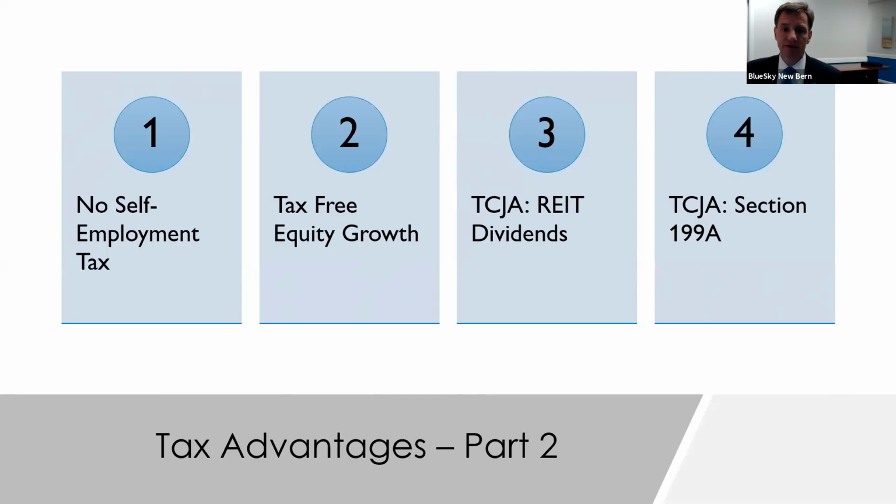The last 2 tax advantages are relatively new. TCJA, that stands for Tax Cuts and Jobs Act. It was passed in December of 2017. So there were a couple of goodies in there for real estate investors. Number 1 is REIT dividends are now eligible for a 20% tax deduction.